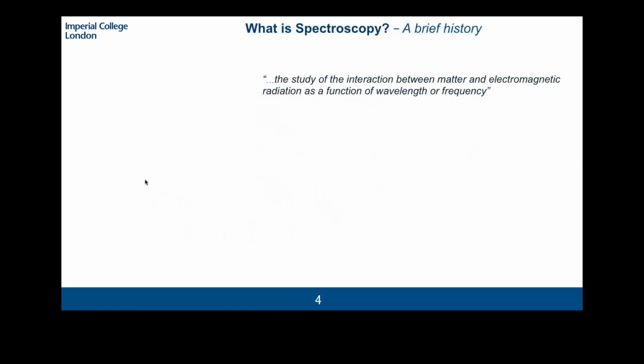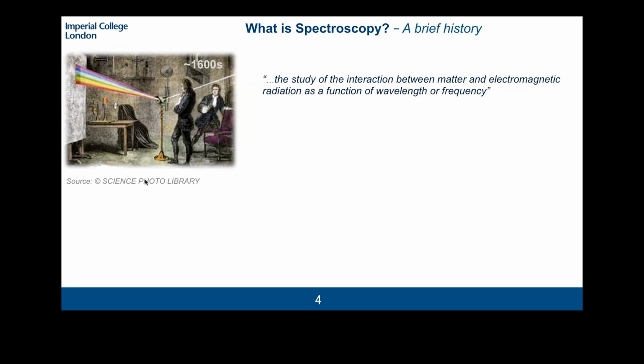So starting off with the basics, what is spectroscopy? In its most traditional definition, spectroscopy is the study of interaction between matter and electromagnetic radiation, either as a function of wavelength or frequency. And if we were to just look at this definition, we can see that spectroscopy has been around for a really long time. So here on the top left is a picture of Newton, where he's using sunlight and passing it through a prism and seeing the different colors of light.